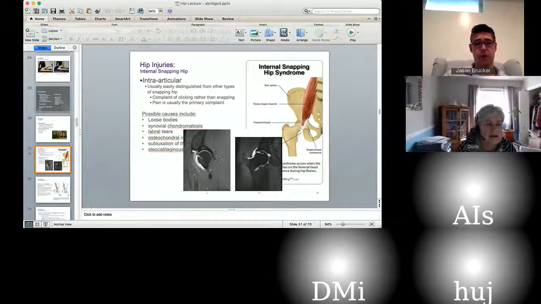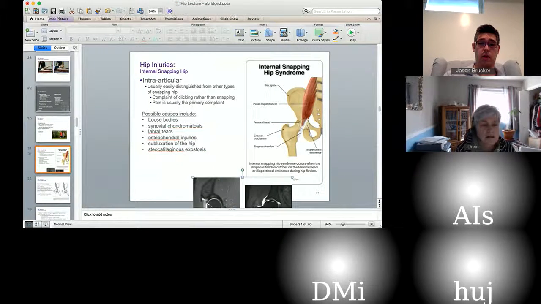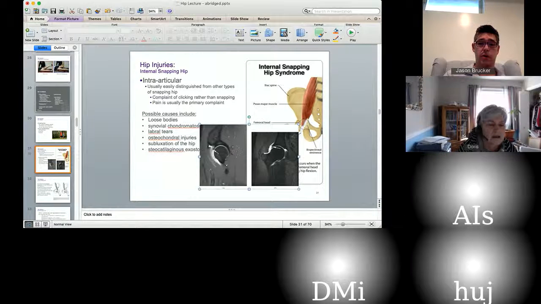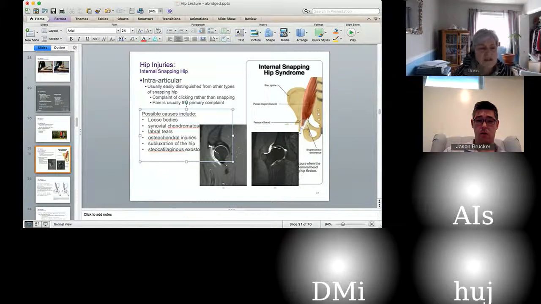Possible causes include loose bodies, and that can be from torn cartilage, synovial chondromatosis, tears of the labrum, subluxation of the hip, and osteochondral injuries.